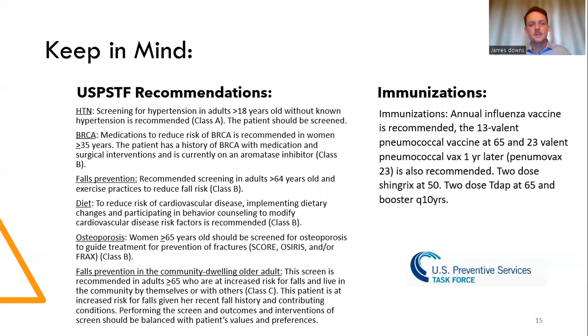She is on an aromatase inhibitor for breast cancer, past history of breast cancer. So that's a Class B recommendation. Also, Class B recommendation is the fall prevention, adults over 64, which we did in the screening. I mean, diet, so decrease cardiovascular risk, Class B recommendation, also discussed later on.